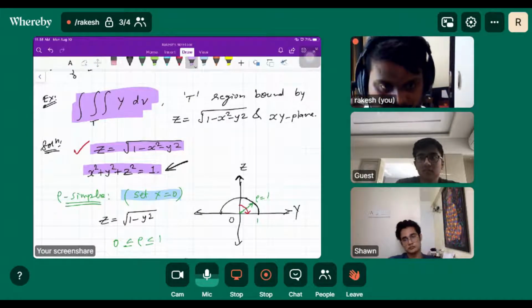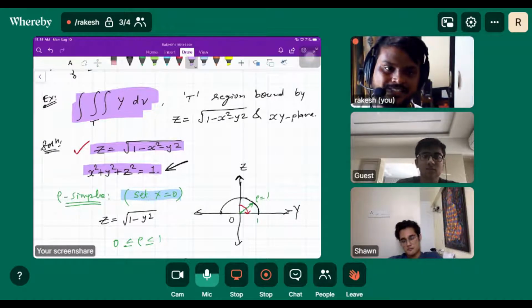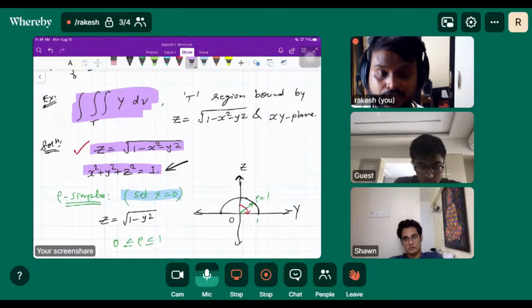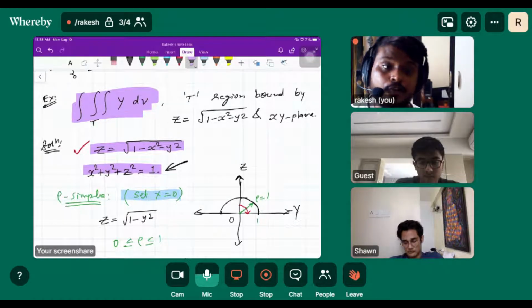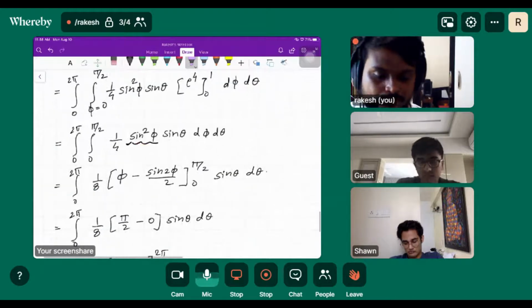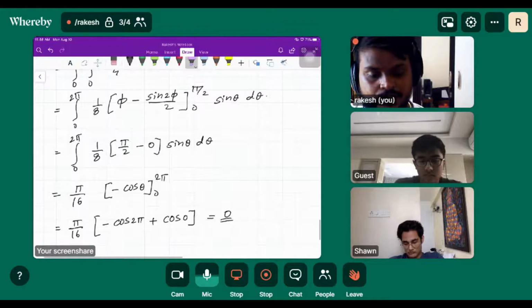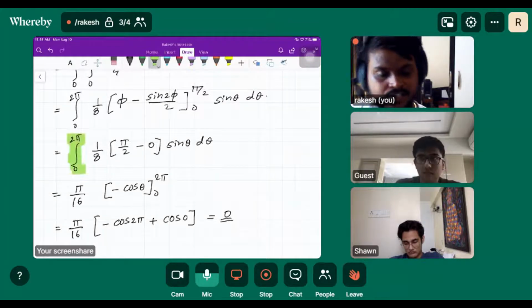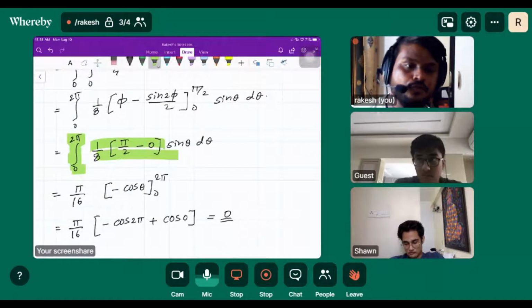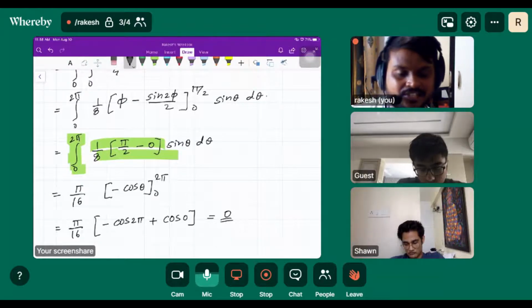So here, because of the symmetry, we are getting the triple integration as 0 in this case. If the question had asked us to find the volume, then we would have to do some manipulation at the end, where we are integrating this expression from 0 to 2 pi. In that case, this makes it 0. This 0 to 2 pi makes this 0.